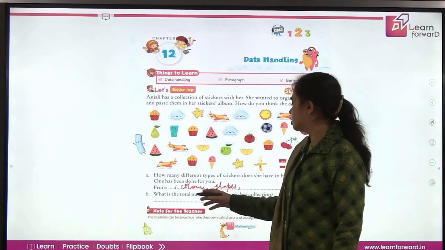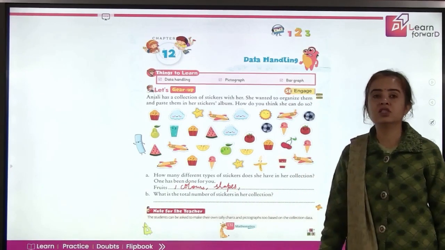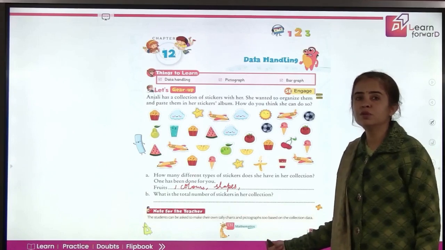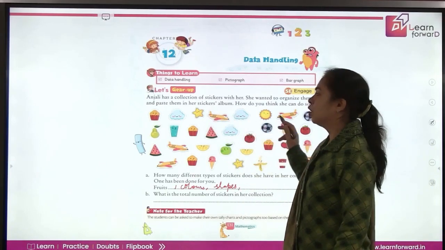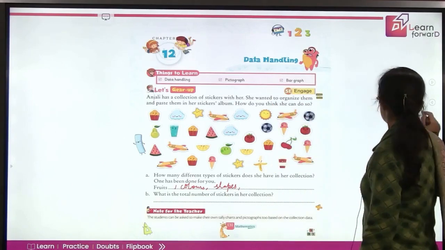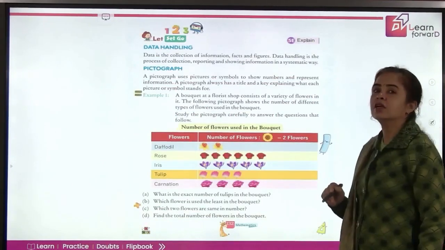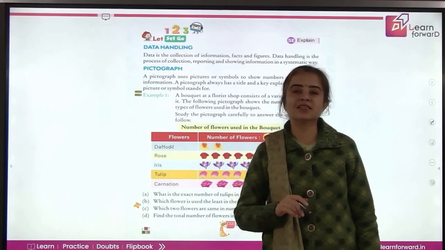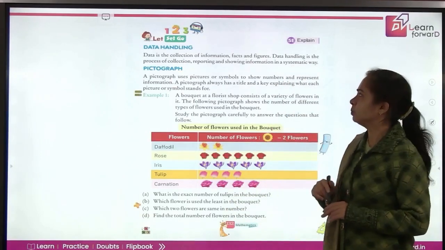Now, what is the total number of stickers in her collection? So for doing this, what do you need to do? Just count all these stickers and write down the number here. So I hope you will be finding it interesting to classify these stickers in her album.